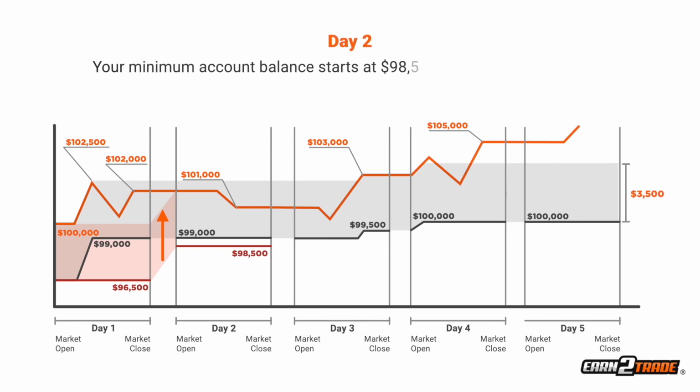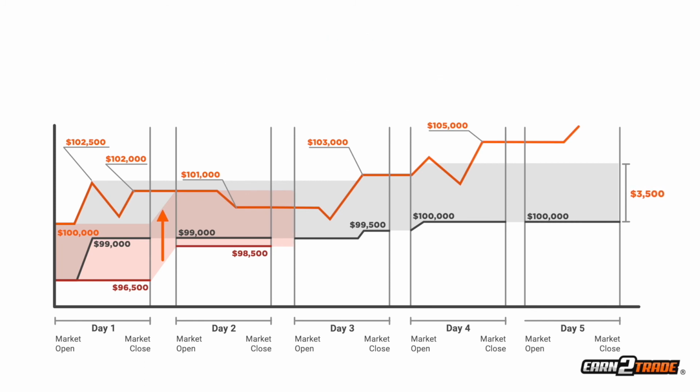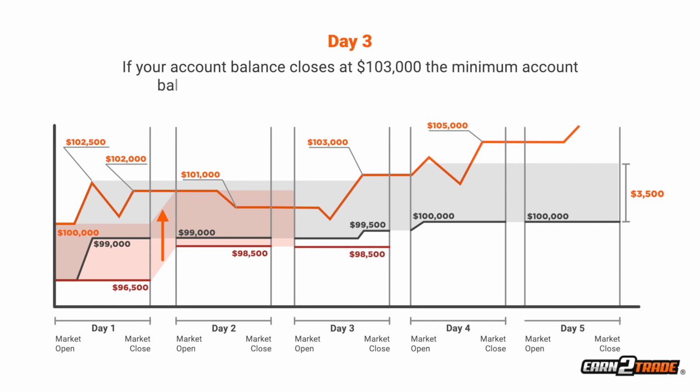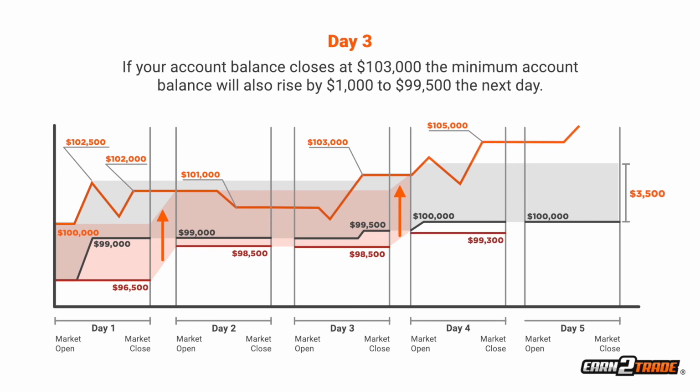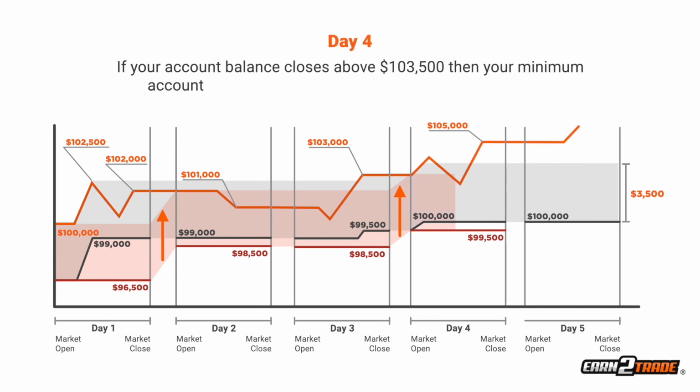So on day 2, our minimum account balance will start at $98,500. If our account balance ends up below $102,000 at the end of the trading day, the minimum balance is not going to rise, but it's also not going to decrease. On day 3, if our account balance closes at $103,000, now our minimum account balance will rise by the $1,000 increase that we just experienced. That means our minimum account balance will begin at $99,500 the next day.